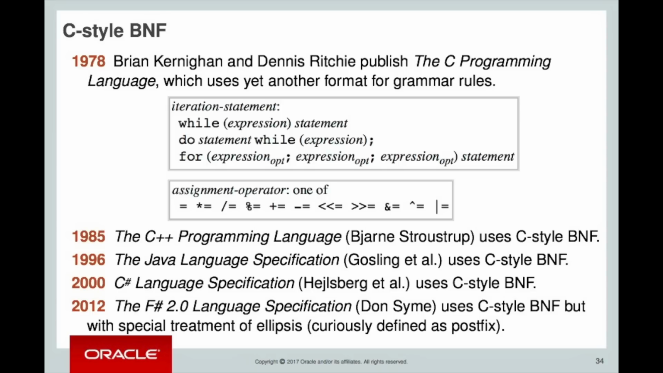This is great. And then there's this extra rule, which is that if the alternatives are all single symbols, you can string them out horizontally instead of vertically by using this special phrase "one of" after the colon. This widely used notation is used in 1985 for C++, in 96 for Java, in 2000 for C#, and in 2012 for F#, although the F# specification also uses a special treatment of ellipsis, curiously defined as a postfix operator rather than as a separator, although they use it as a separator. There may be a problem there, not sure. I need to study more closely.